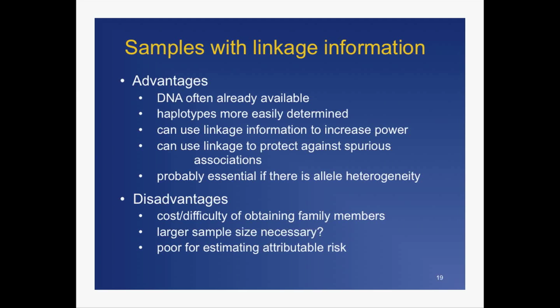Often the DNA is already there. You collected it long ago. All right? Haplotypes are more easily determined. You can use linkage information to increase power. You can use linkage to protect against spurious associations. And it may be essential if there's a lot of allelic heterogeneity. One of the problems we have with these association tests is a lot of allelic heterogeneity, which we know from monogenic diseases probably exists, so we don't know what's going on so well.